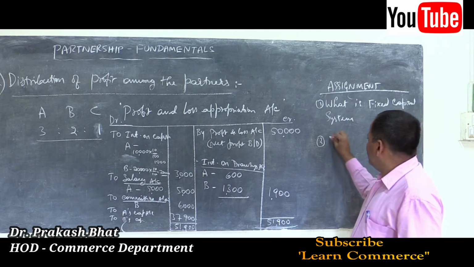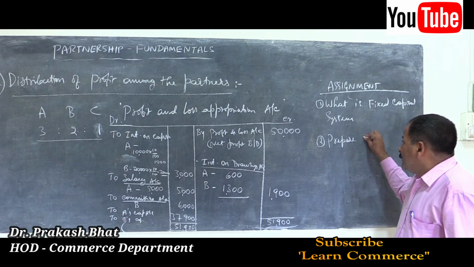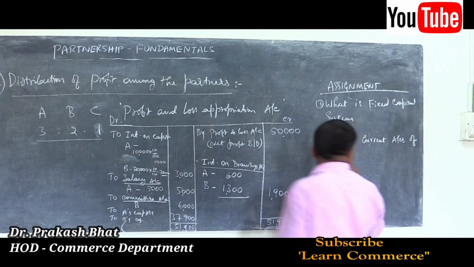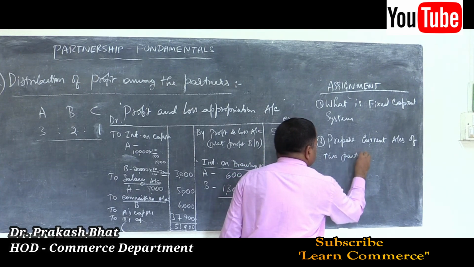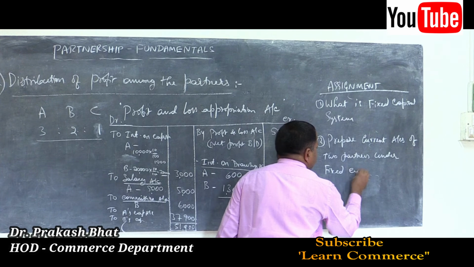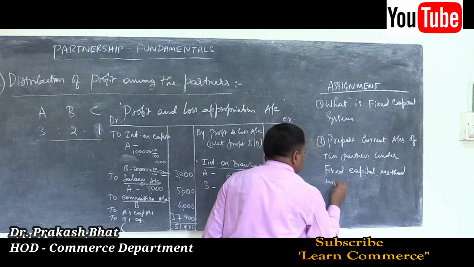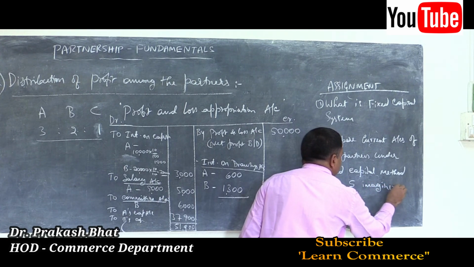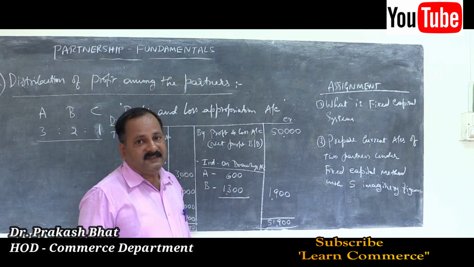Second one, prepare current accounts of two partners under fixed capital method with five imaginary figures. So these are two questions for assignment. Submit on time.